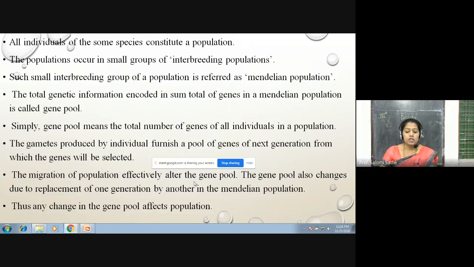Okay, the gene pool also changes due to replacement of gene pool. What else changes? Due to the replacement of one generation by another in the Mendelian population. Where? In that Mendelian population. Thus, any change in the gene pool affects the population.